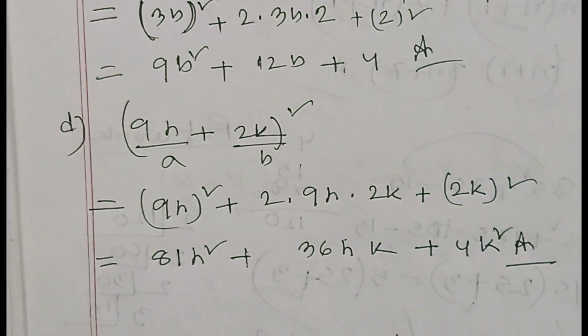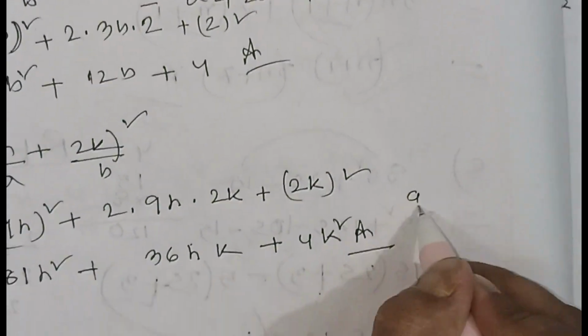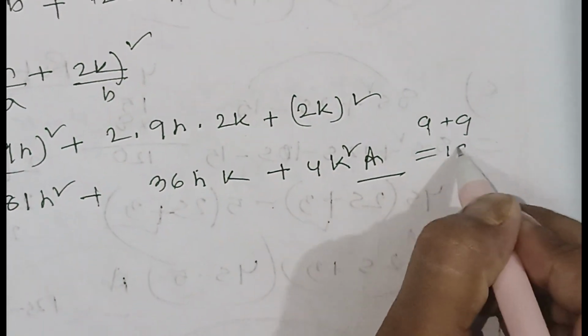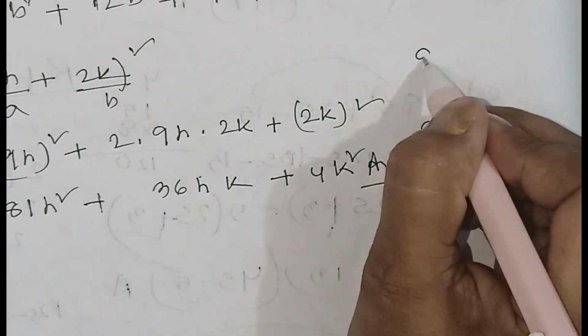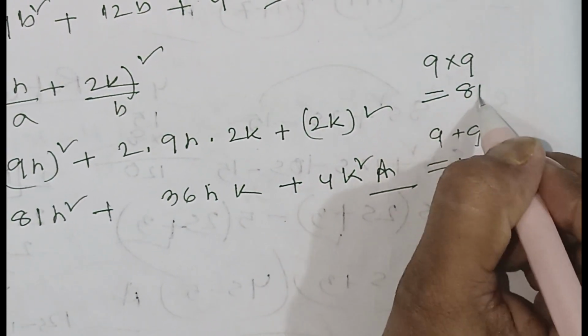This is the answer. So you must not do 9 whole squared as 9 plus 9 is 18. That means 9 into 9, 9 nines are 81.